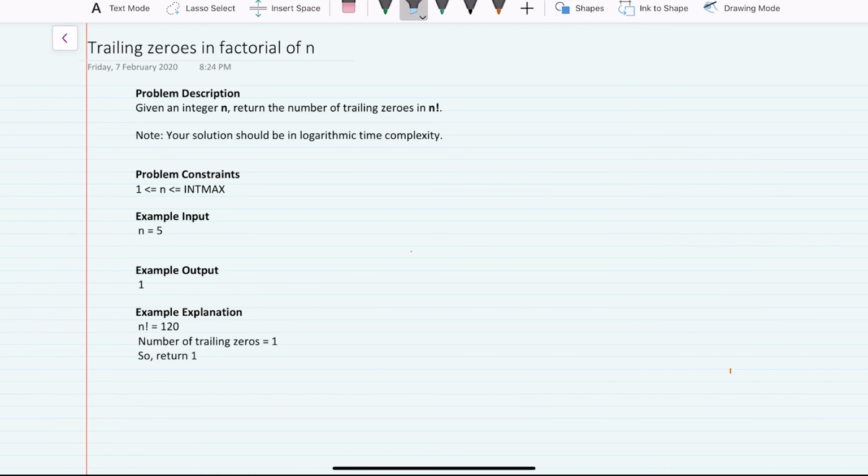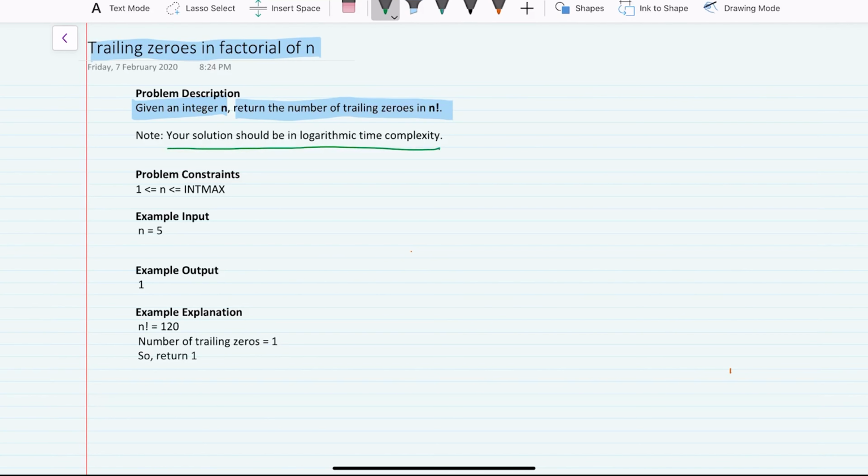Hi guys, in this video let's talk about the problem trailing zeros in factorial of n. As per the problem description, we are given an integer n and we have to return the number of trailing zeros in factorial of n. Please note that your solution should be in logarithmic time complexity.